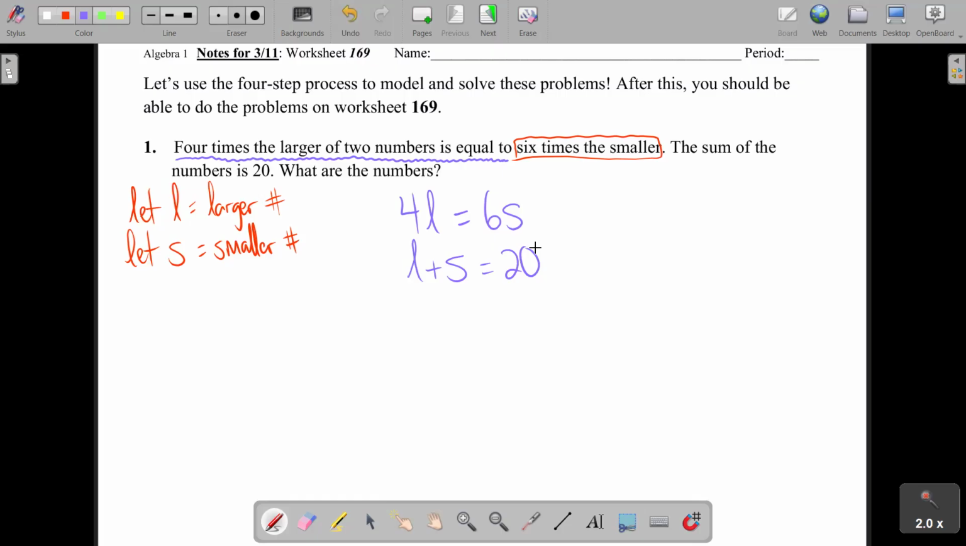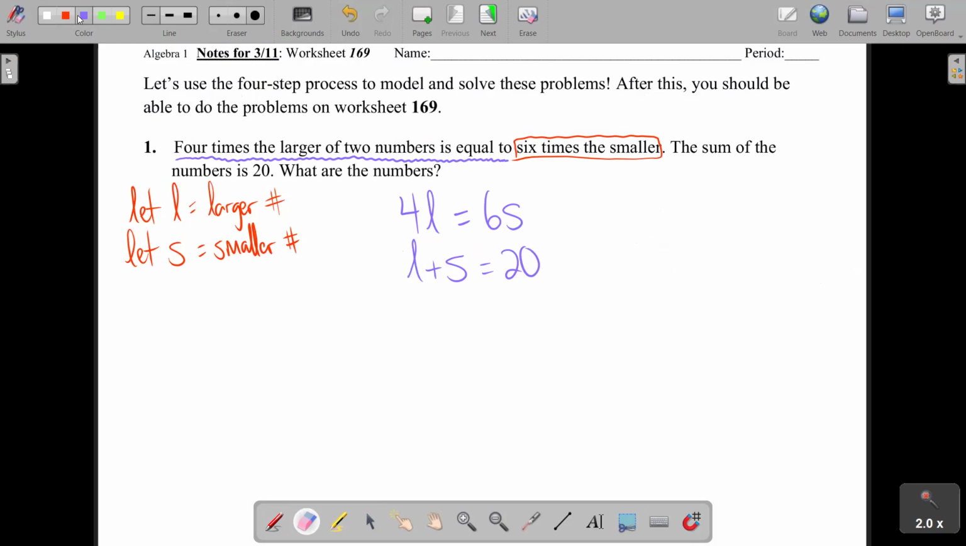If you wanted to do elimination, just FYI, some of you just see me write and you write. I might hold off a little bit here. I'm just going to throw this out, kind of a hypothetical. If you wanted to do elimination, you could set it up as 4L minus 6S equals 0. And then you have your L plus S equals 20. And then you've got it structured correctly for the elimination process. So I just want you to understand that that's out there. But I like substitution in this case.